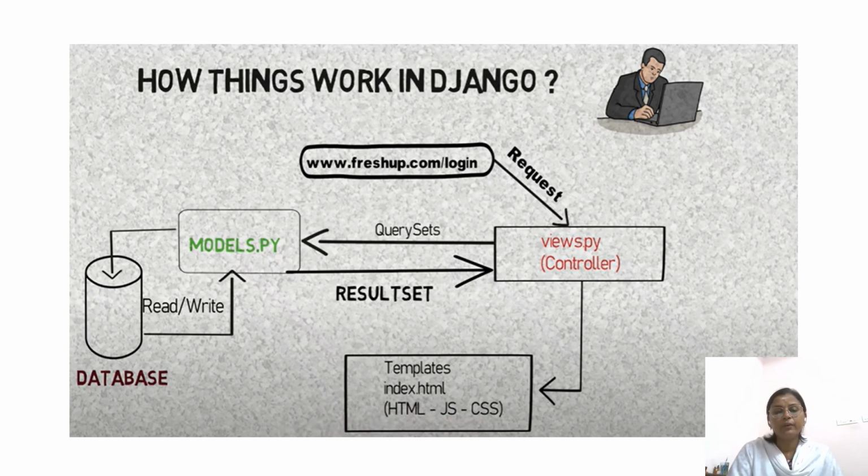First, it goes for a request. A user comes in with a URL like www.freshup.com, and requests the login page. Once they have made the request, what the user requested is controlled by views.py. Views.py will direct to the models.py, which searches the database for the models requested and what has to be presented to the output. So the result set comes out.